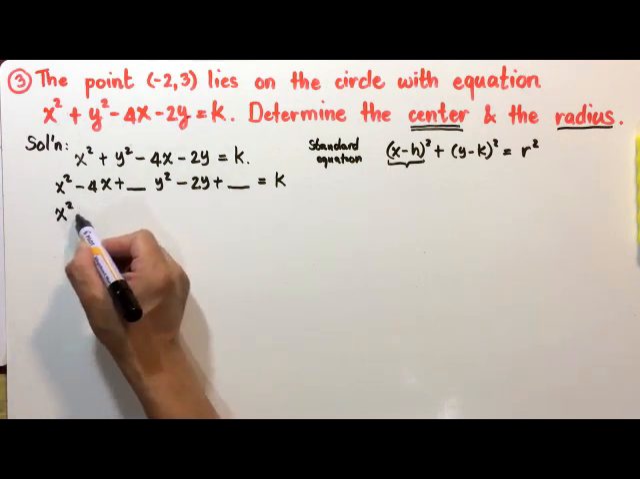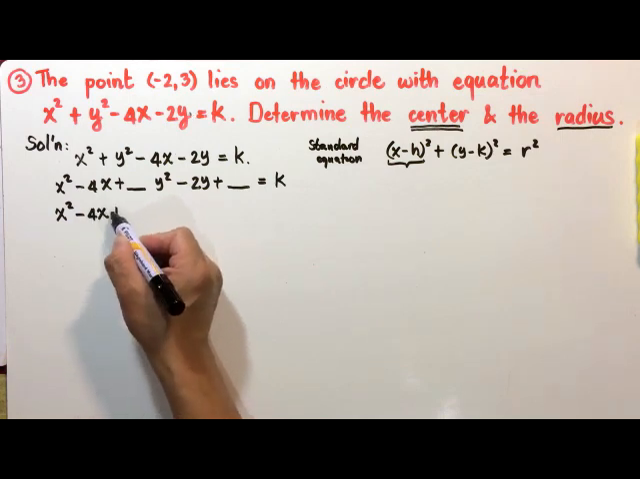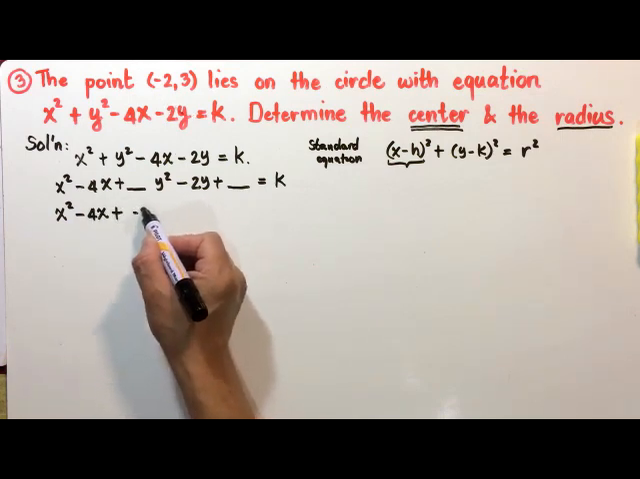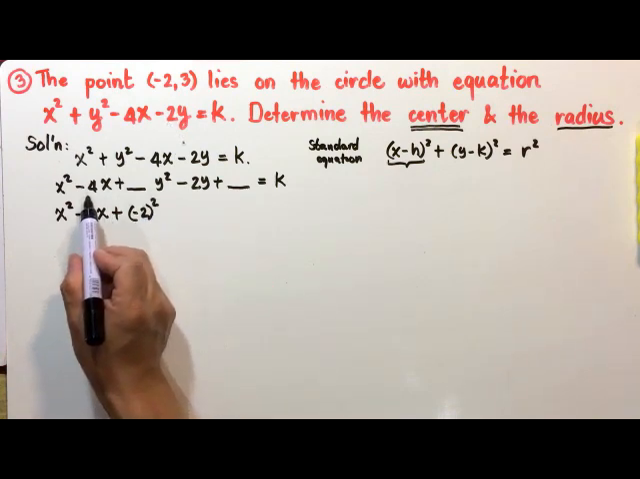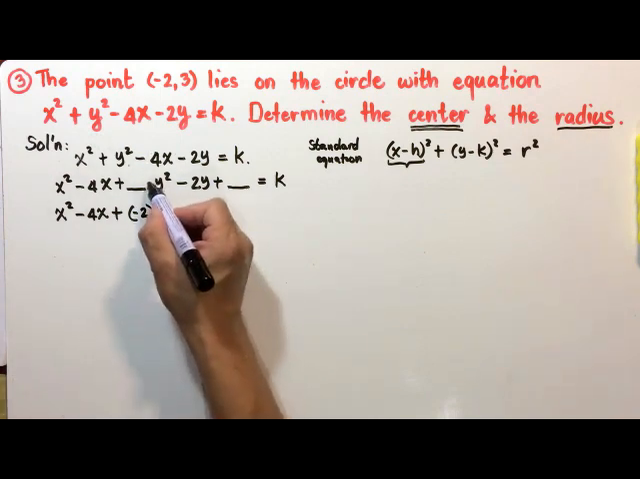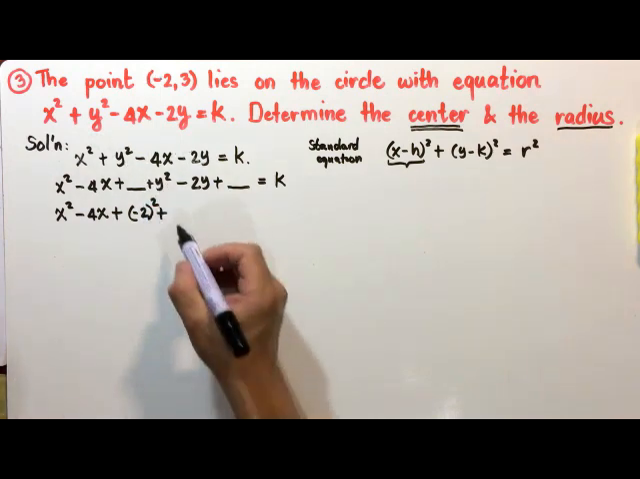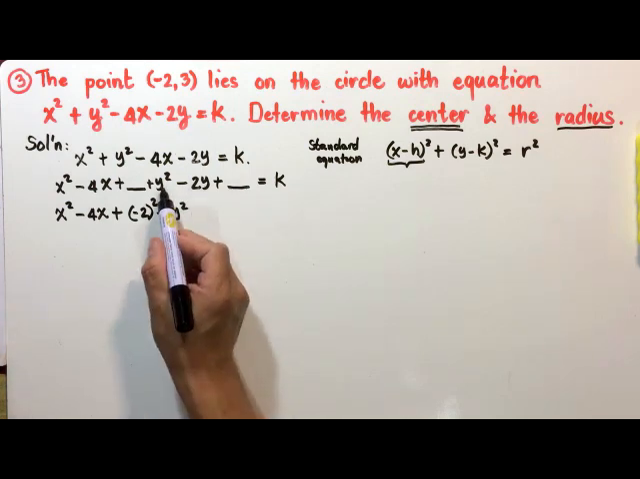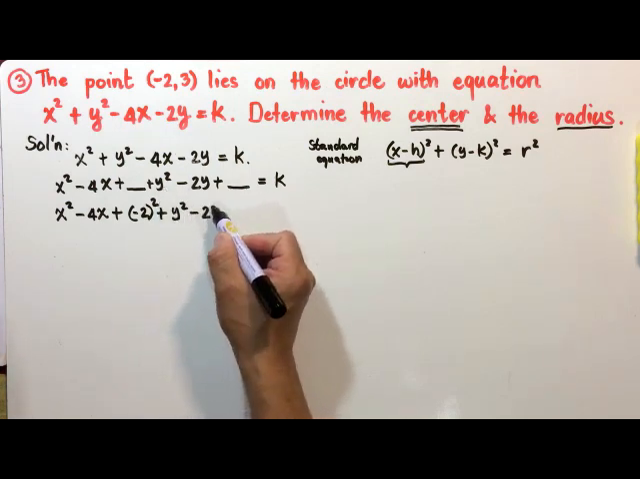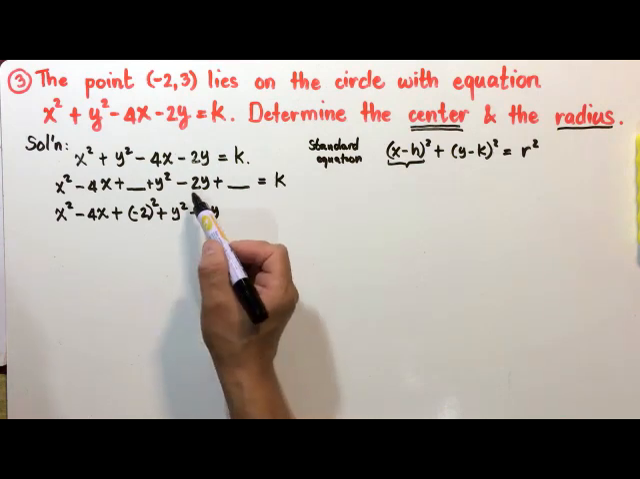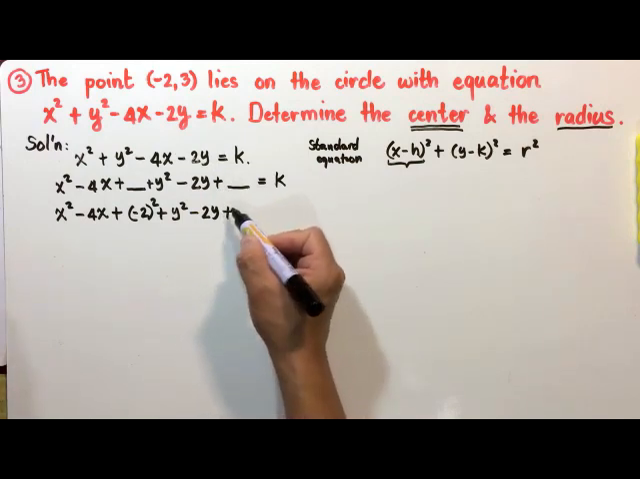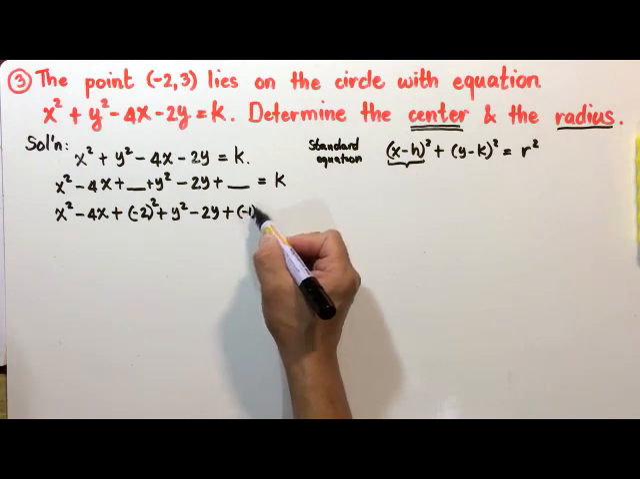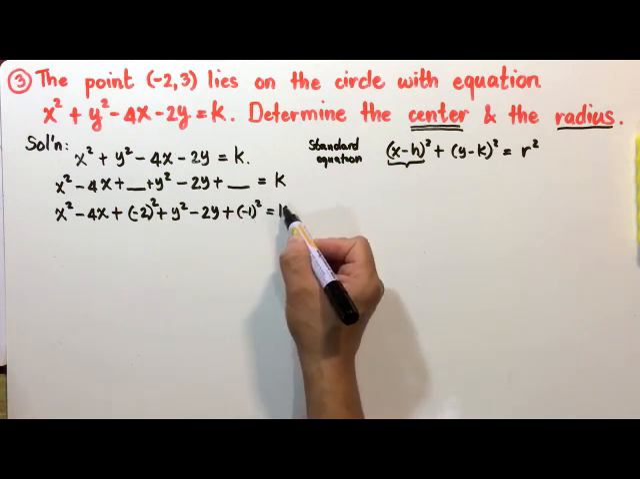So that is x squared minus 4x. I need to add negative 2 quantity squared. Why? Because negative 2 is the half of negative 4, and then I need to square it. So plus y squared, I just copy the y squared here, minus 2y, but I need to divide negative 2 by 2. So negative 2 divided by 2 is negative 1, and when I square, that's positive 1. So I will add here negative 1 squared, which is equal to k.